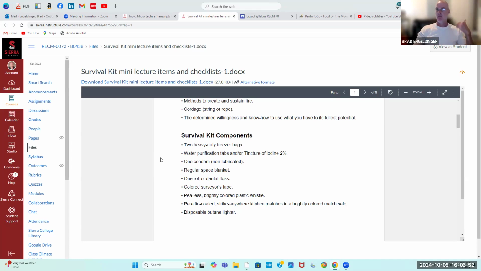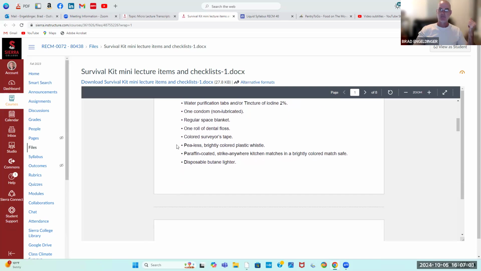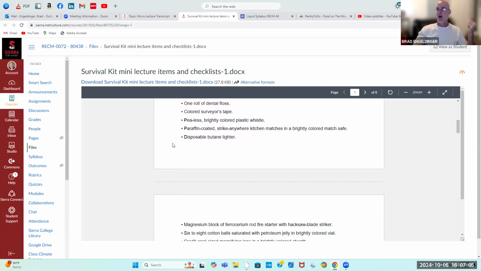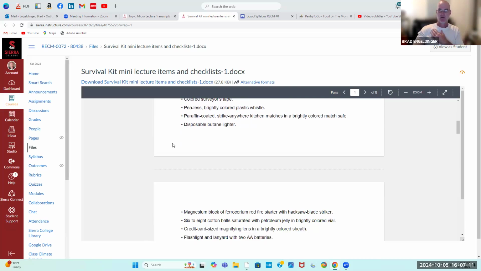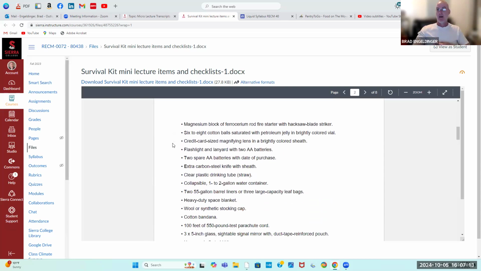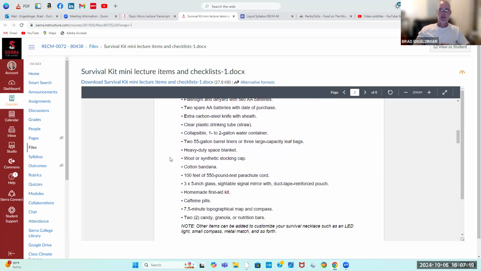Okay, so some more ideas to get the ball rolling is you can put in 2 heavy freezer bags, for example, if you'd like, a roll of dental floss, a Mylar space blanket, colored surveyor's tape, a pealess plastic whistle for signaling. Remember in the cold weather, those peas freeze up and you can't use them. A magnesium block as part of your tinder to start your fire. A flashlight with some good batteries that work. All right.